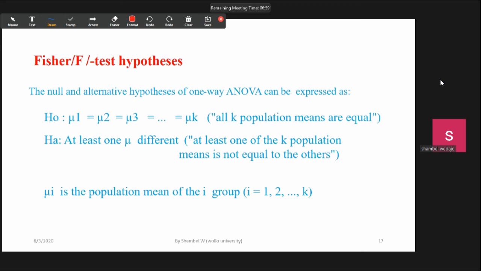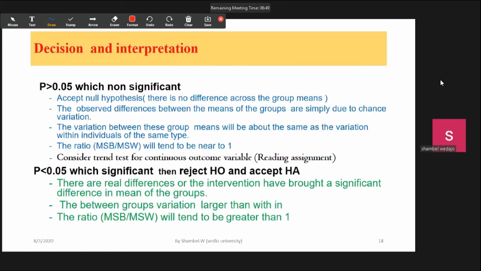If we accept the alternative, it means there is at least one mean difference. So if the p value is greater than 0.05, which is non significant, there is no significant difference, we accept the null hypothesis. There is no difference across the groups, the treatment has no effect, and the observed differences between the group means are simply due to chance. When you look at group 1 mean, group 2 mean, group 3 mean, they may seem different, but that difference is not statistical, it came by chance.